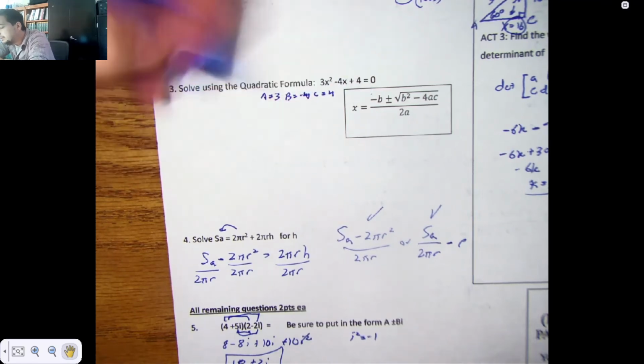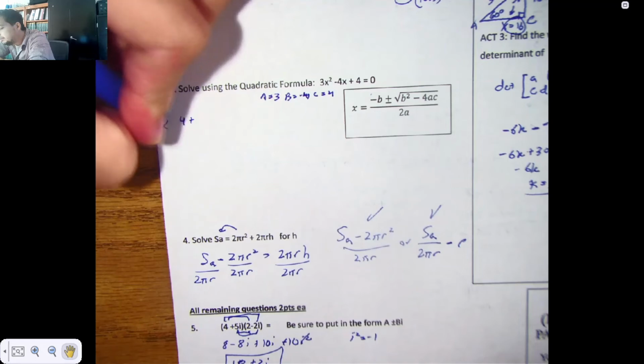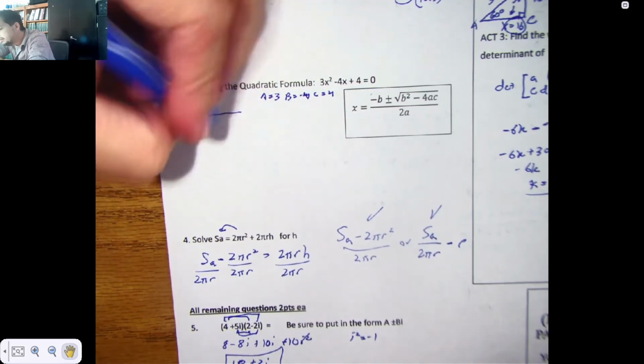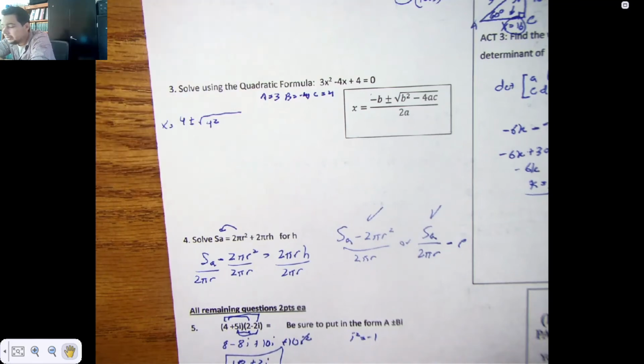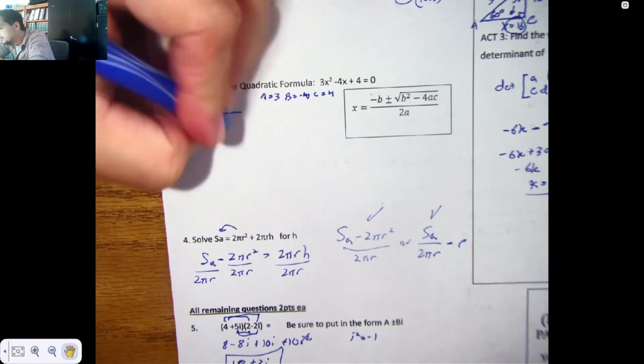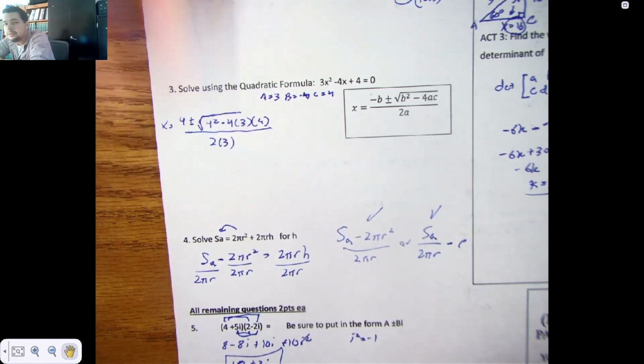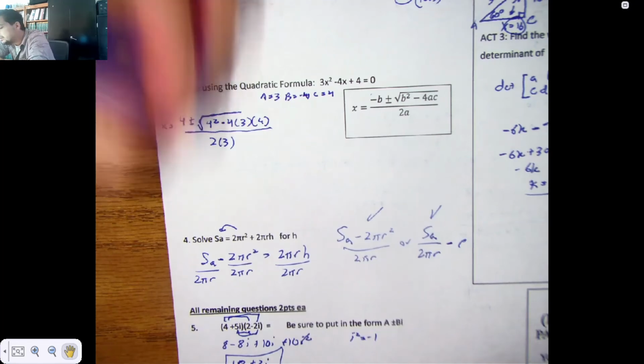So opposite B would be a positive 4 plus or minus square root. I'm supposed to square that B. And if you're going to square a negative, don't even worry about writing its sign. Take away 4 times A, which is 3, times C, which is 4. Sitting pretty over twice A. So make sure you at least understand the setup.